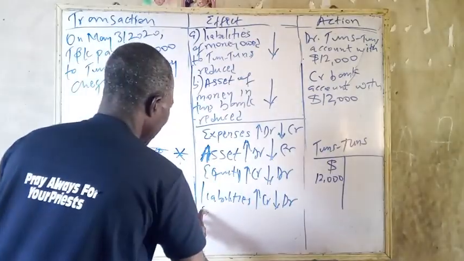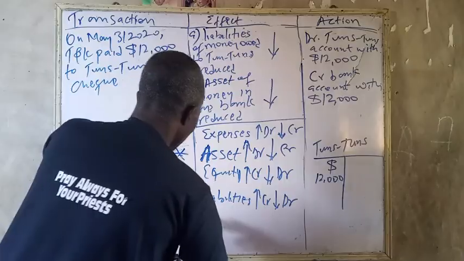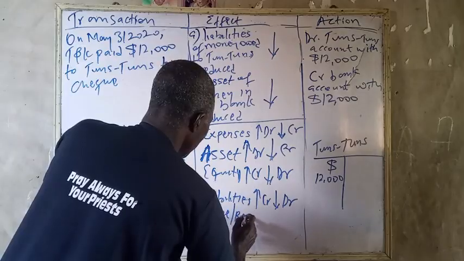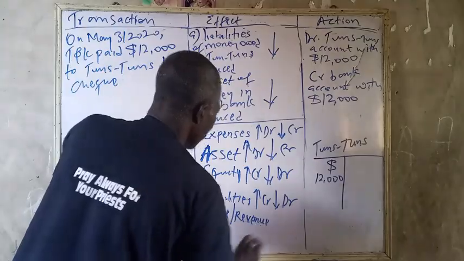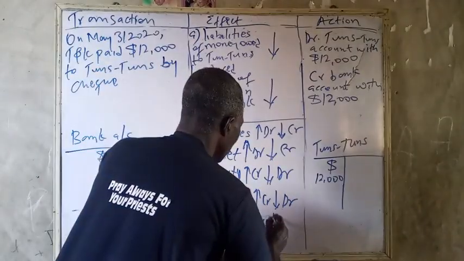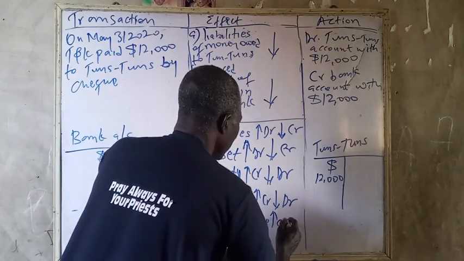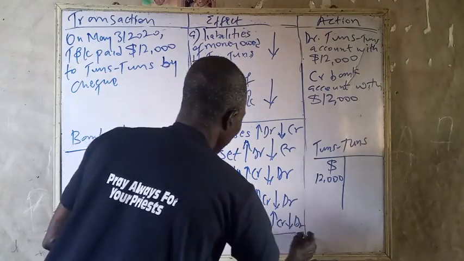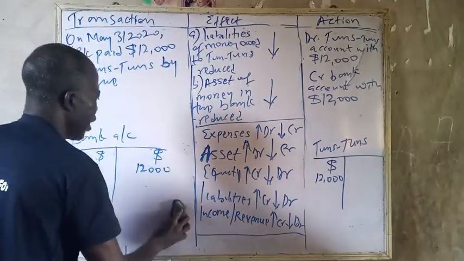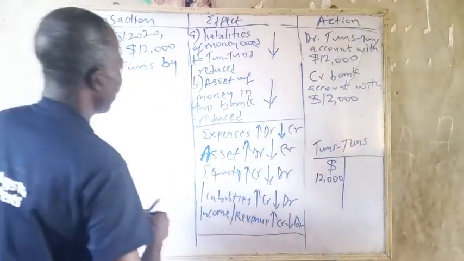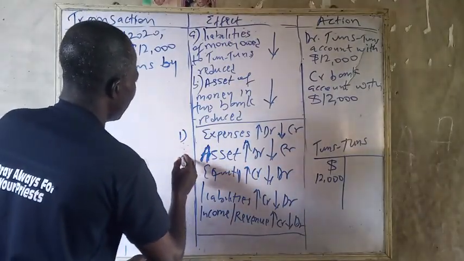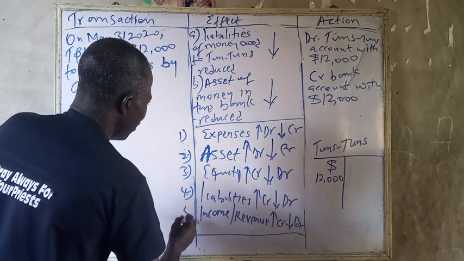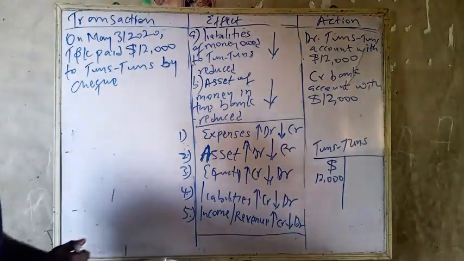So the other one that goes together with equity, liability is income or revenue. When income or revenue increase, what do? You credit. When income or revenue decrease, what do? You debit. These are the 5 accounts in financial accounting. We have 1, expenses, 2, assets, 3, equity, 4, liability, 5, income.